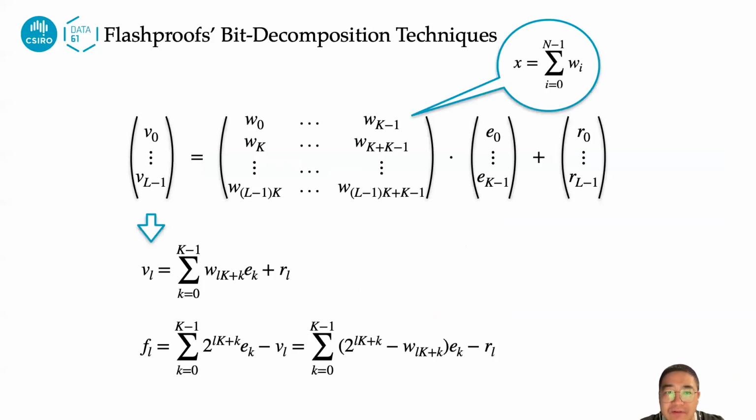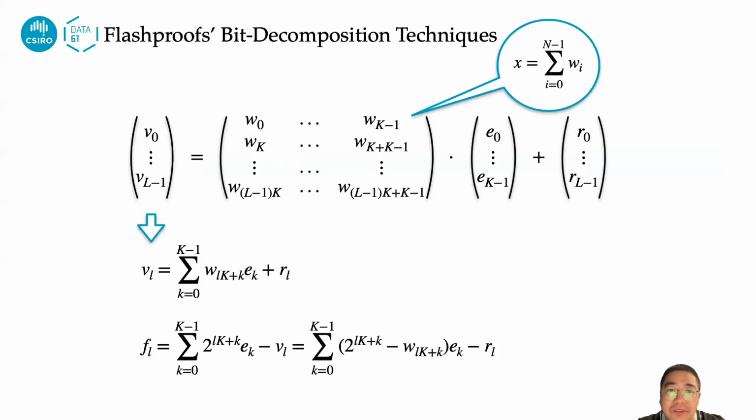Assume we have a target value small x. It can be represented as the sum of a series of values wi. If we can prove that each wi is either 0 or the ith power of 2, then we can say that x is non-negative. The prover firstly arranges the values w in an L times k matrix.